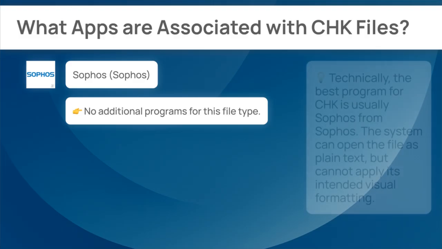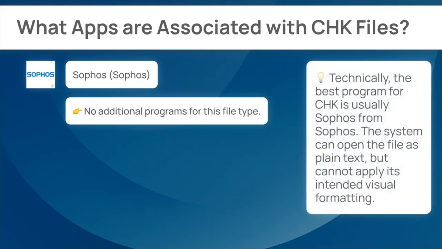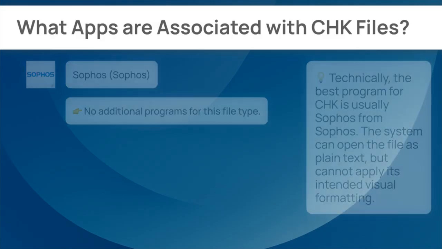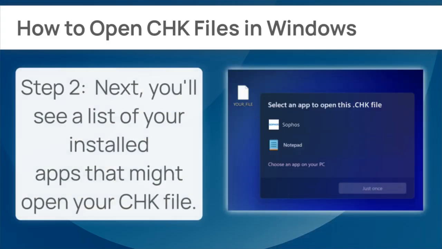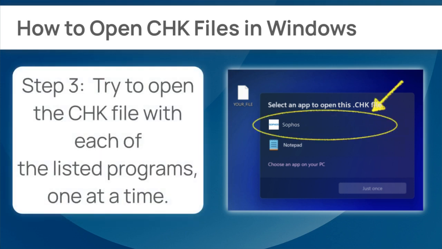The raw visual data is present, but Windows lacks the necessary parser to display it correctly. Windows may display simple metadata, but full interpretation depends on relevant applications. Your first step towards recovery: right-click the CHK file and choose Open With. If Sophos is an option, select it first. Otherwise, try another tool from the list.